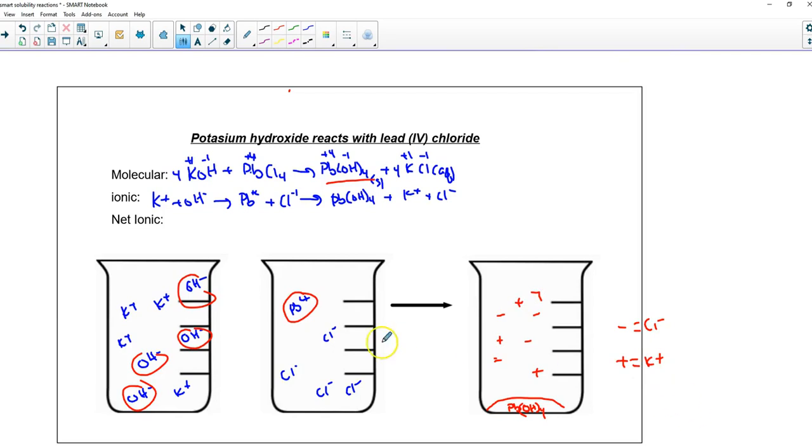Okay. What's my net ionic? Who are my spectators? It's going to be K plus and Cl minus. My net ionic is Pb plus 4 plus OH negative, and we need 4 of them, because the charges aren't changing. It just produces Pb(OH)4. Okay. There's mud.